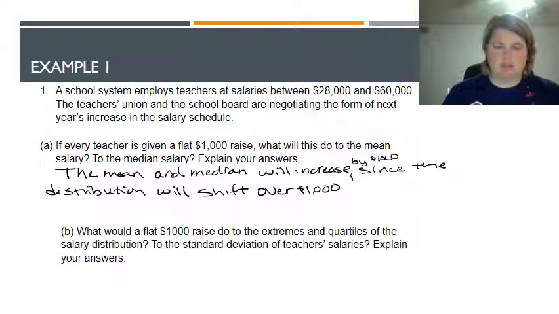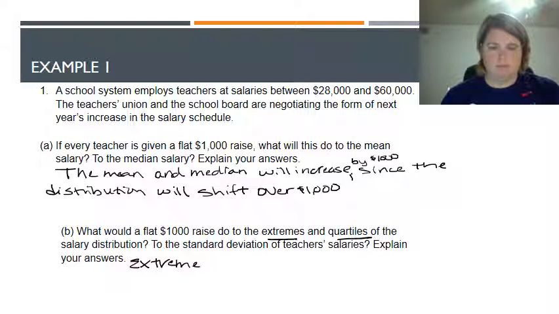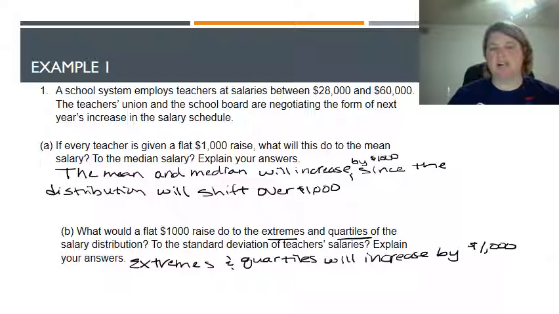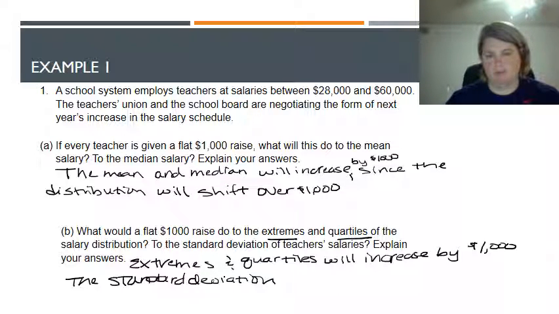So what would a flat $1,000 raise do to the extremes and quartiles? Well, the extremes and quartiles are locations in a distribution, so they will also move. Extremes and quartiles will increase by $1,000. And it's the same explanation as above because the entire distribution will shift up $1,000, or shift over to the right 1,000 numbers. And then what about the standard deviation? Well, again, all we're doing is shifting it 1,000 places on the number line, so we're not changing the spread. We're just picking it up and moving it and putting it somewhere else. So the standard deviation will not change.